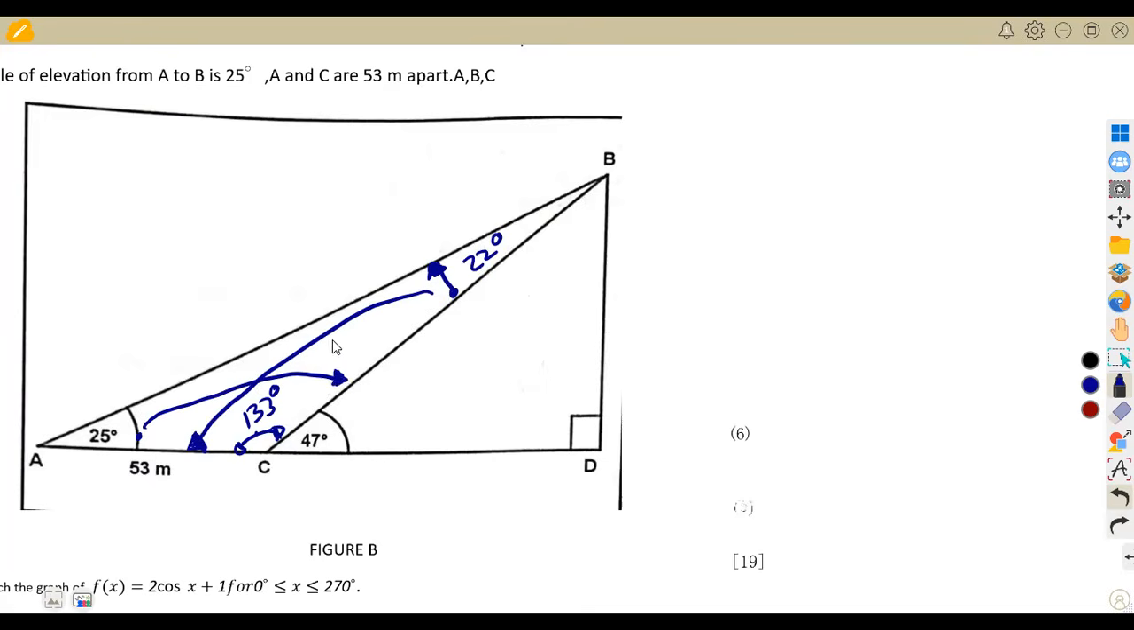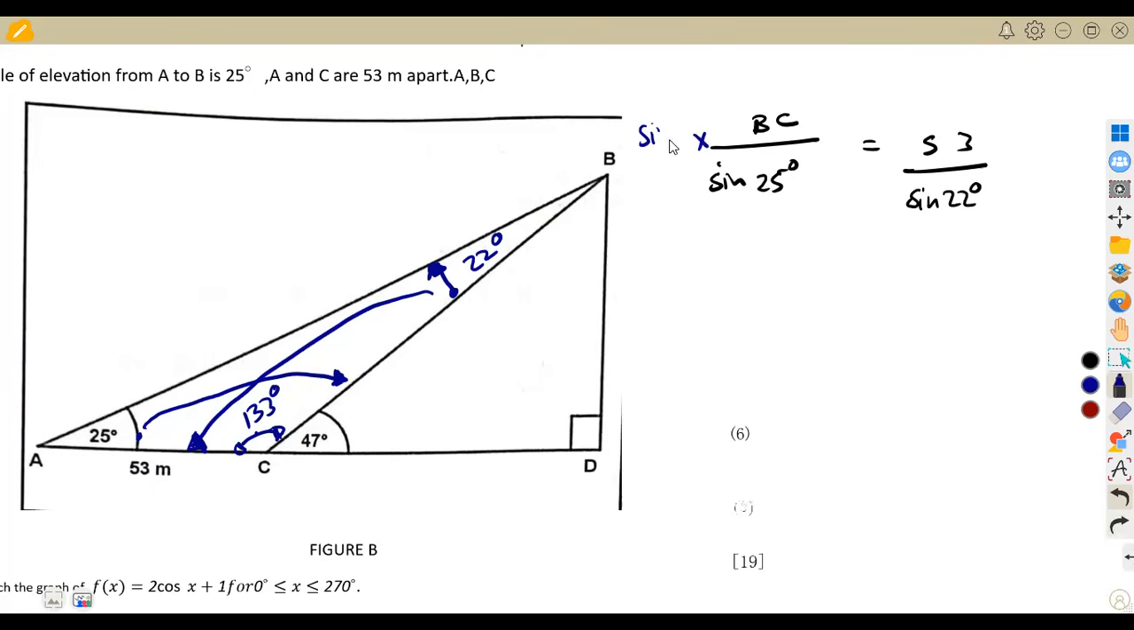So we can use the sine rule to calculate BC. Whether you use sine A over this or whatever, you want to calculate BC first. So it's going to be BC over the sine of the angle it corresponds to, which is sine 25, equal to what we are given, 53 over the sine of the angle it corresponds to, which is 22. So it's the sine of 22 degrees. So you can calculate BC.